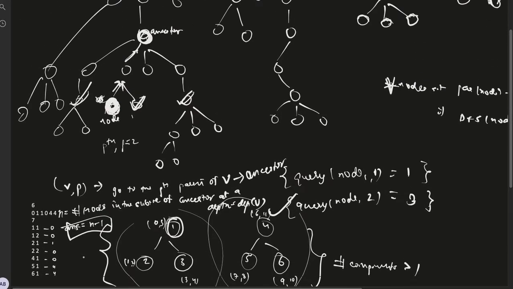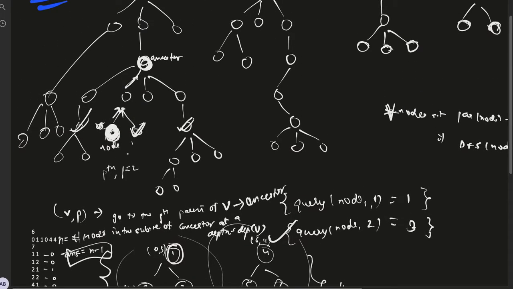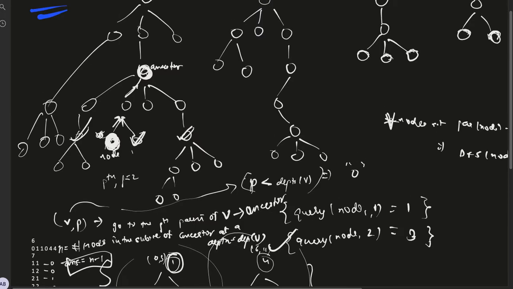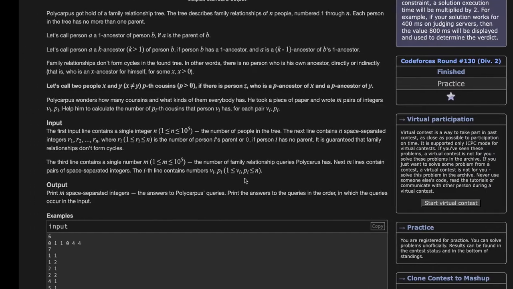And with the special case that if p in the query (v, p) is greater than the depth of node v, then the answer would be 0. We'll need to print 0. So yeah, this is the logic of the question. Moving on to the code.